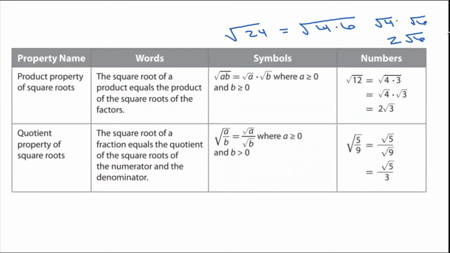The same goes with the quotient property of square roots. If we have a square root applied to a fraction, we apply it to the numerator and the denominator, and then simplify if possible. I'll go through the whole notion within the problem and recall those properties, and you will have practice within the problems.